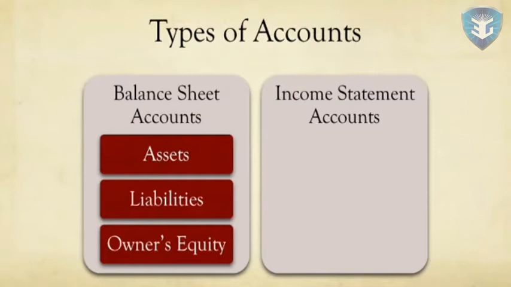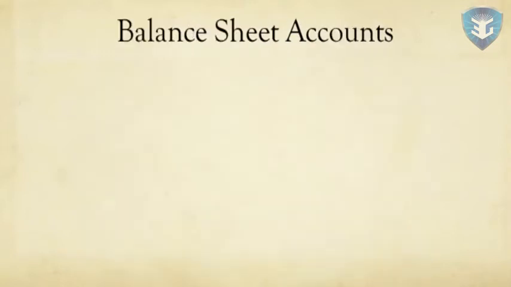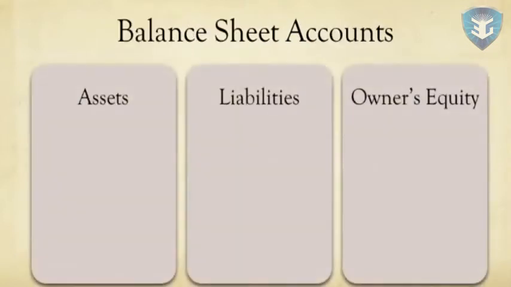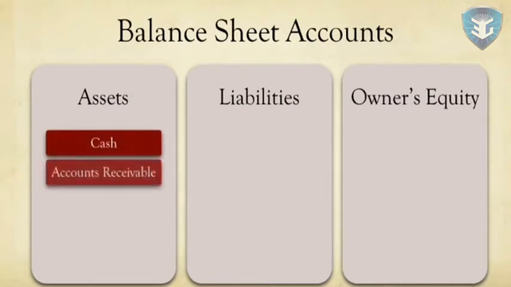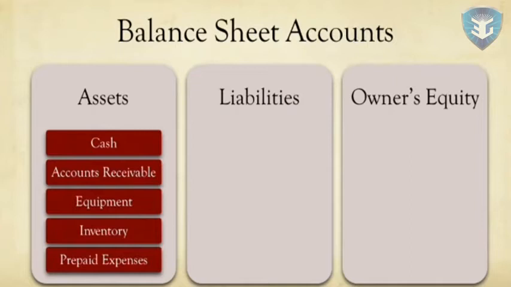Under income statement accounts, the key accounts are revenue and gains, and expenses and losses. Within each of these accounts, there will be several accounts for different items such as cash, inventory, machinery, etc. Let's take a brief look at these accounts. The three balance sheet accounts are shown on screen. As you can see, the common types of asset accounts include cash, accounts receivable, equipment, inventory, and prepaid expenses. Note that these are just examples of asset accounts.